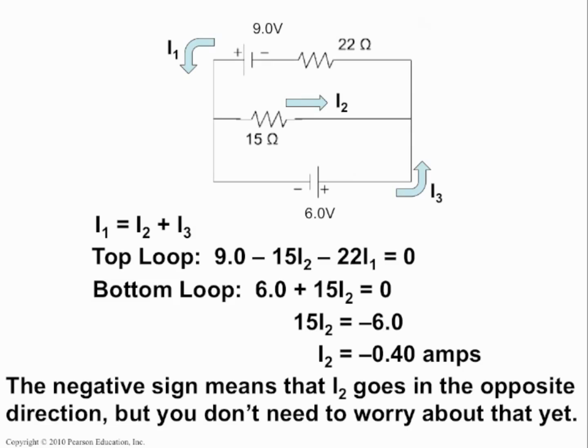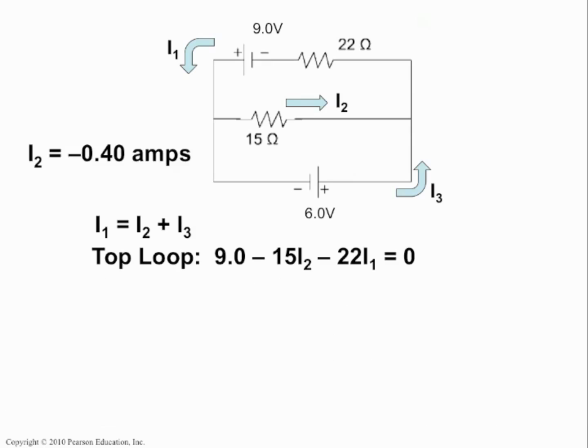Alright, so we're just going to write I2 as negative 0.40 amps for now. And the reason we have to go with our original guess, even though now we know that's wrong, is because our whole system was based on that guess. So you do the system correctly, and then you just change the arrow signs as needed afterwards. Alright, so we know that I2 equals negative 0.40 amps. Now let's solve the rest of the system.